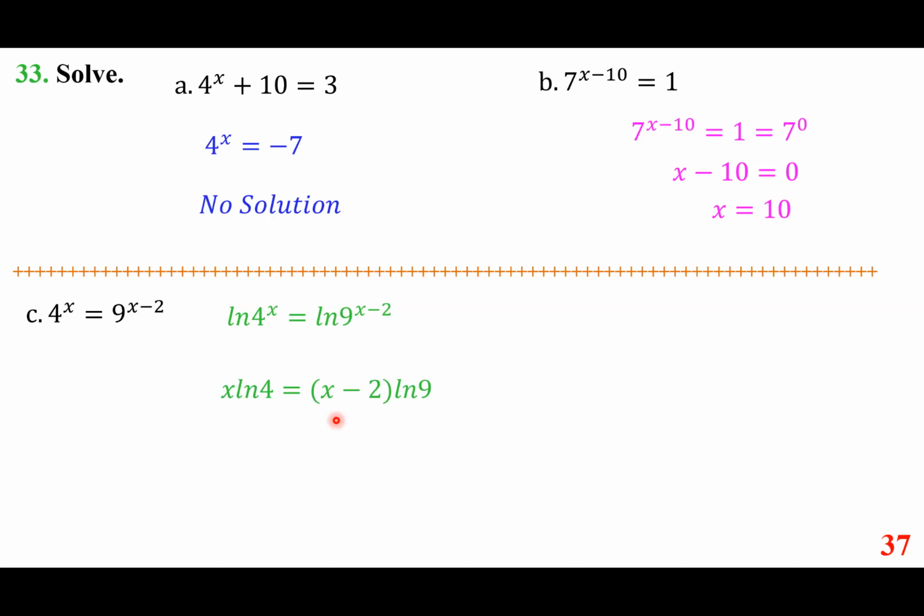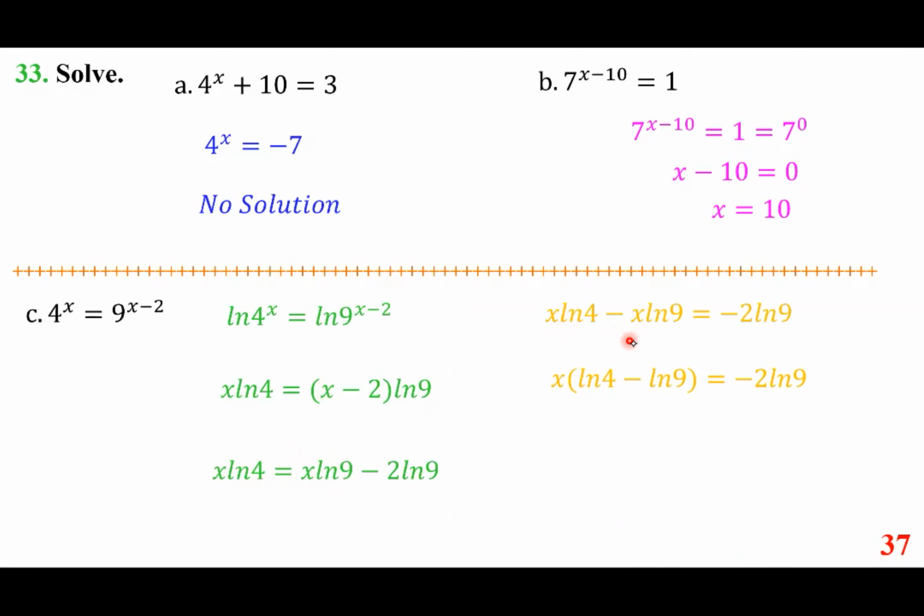So I can distribute this. I get x times ln 9 and minus 2 ln 9. Since I'm solving for x, I'm going to bring all the x's together, so I'm going to move this way. I'm going to factor out the x. I get x times ln 4 minus ln 9. And now I'm going to divide both sides by ln 4 minus ln 9. And I get this one.